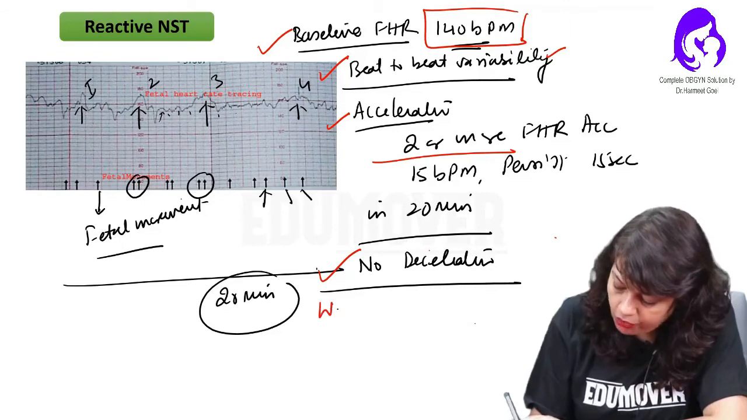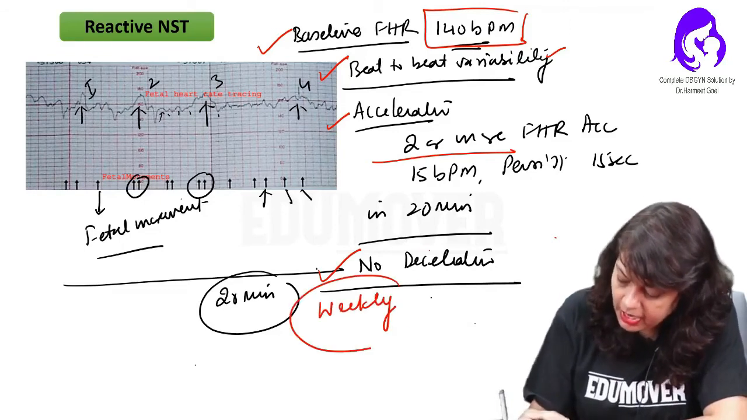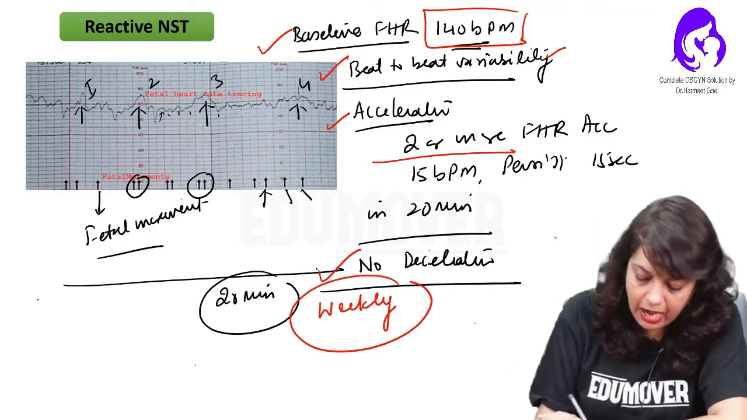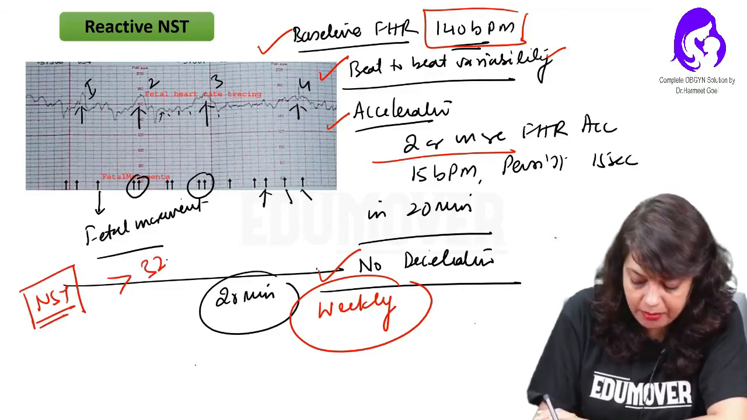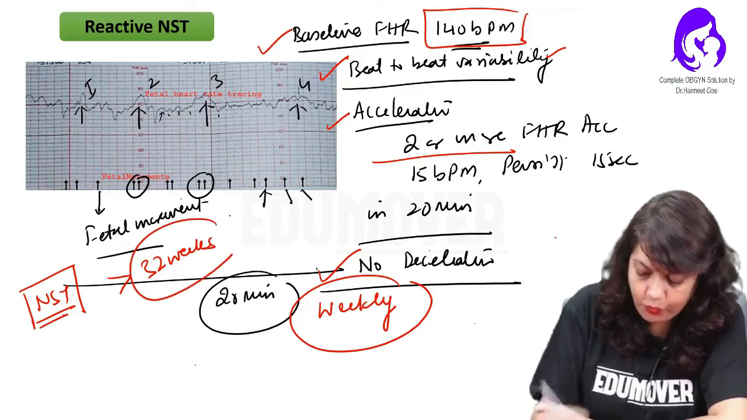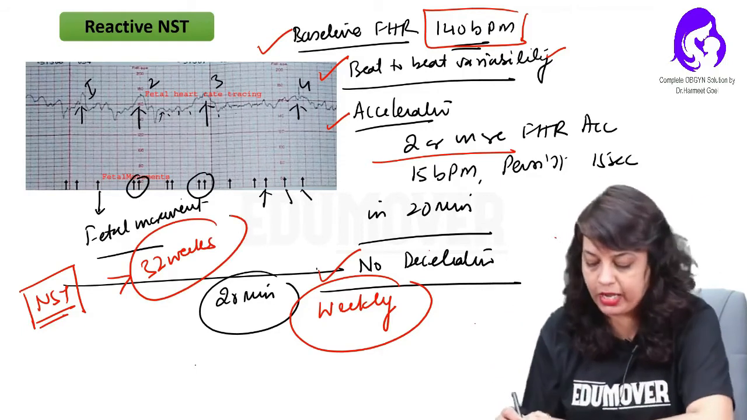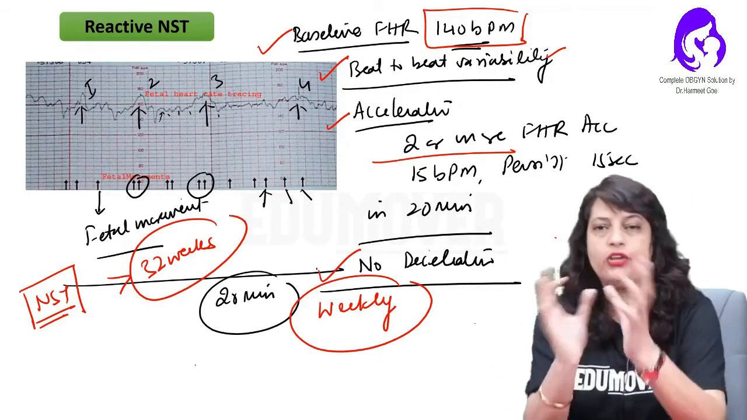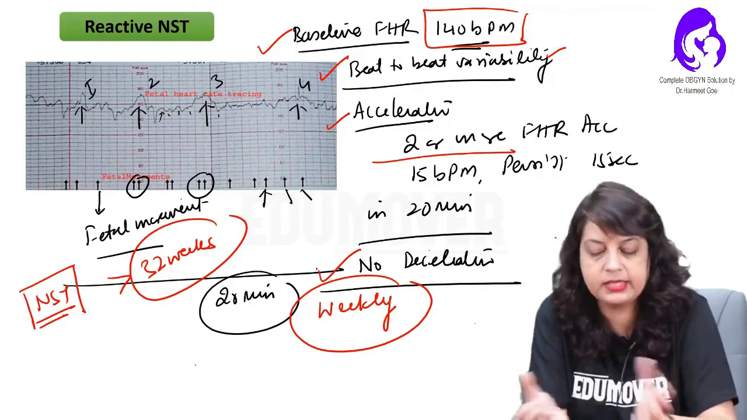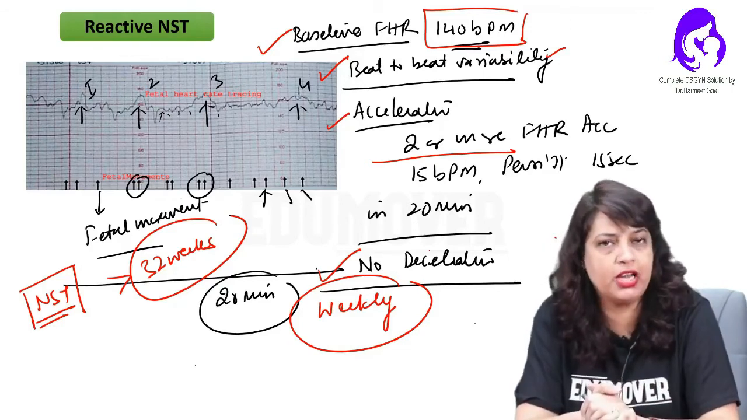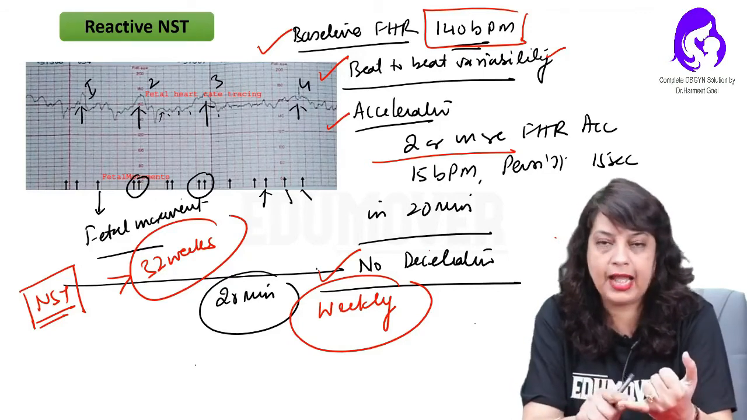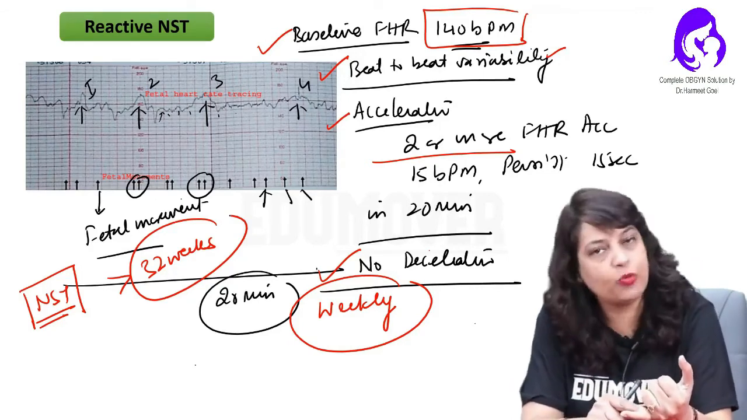So how frequently should it be repeated? At weekly intervals. And when do you start doing the NST monitoring? Anytime after 32 weeks, at weekly intervals. You need not hospitalize the patient. NST can be done on the OPD basis. NST machine is usually available in the labor room, in the antenatal ward, and even in the OPD setup.